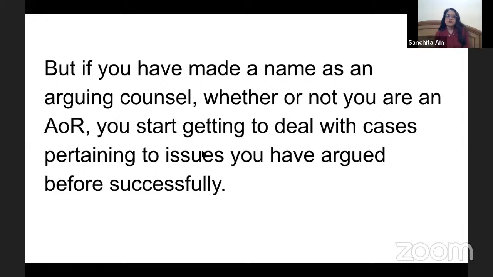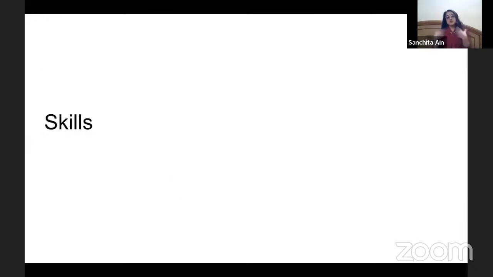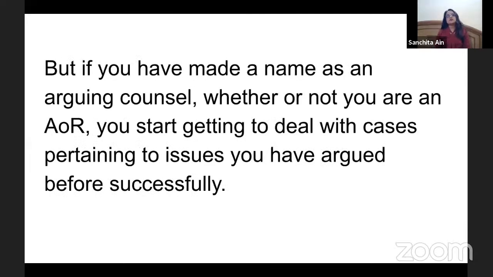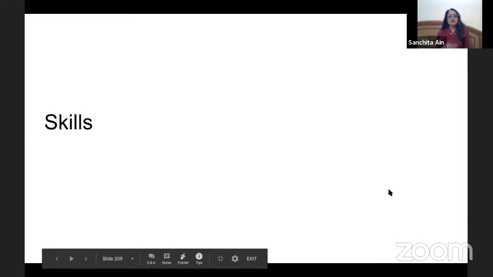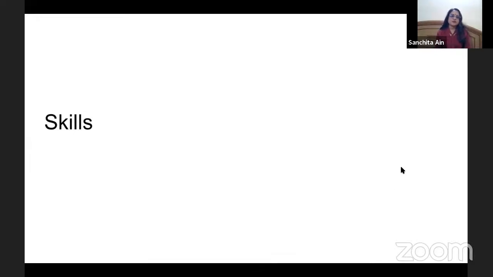Right. So if you have made your name as an arguing counsel, whether or not you are an AOR, you start getting to deal with cases pertaining to issues you have already argued successfully. So you see, automatically, you start to get matters pertaining to the issue that you have already dealt with. Skills.